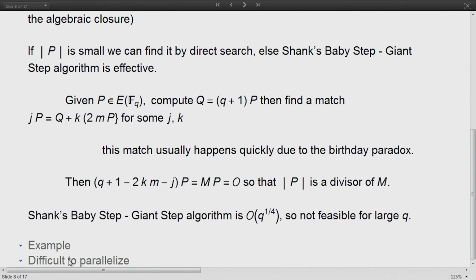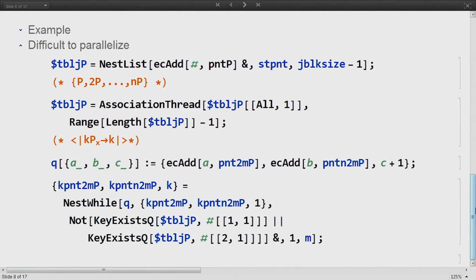One of my adventures, I attempted to parallelize Shank's algorithm, and it revealed something interesting about Mathematica, actually. It's always bad to parallelize something where you have to move a lot of data around between the cores. To build up the jP list, essentially adding the point to itself over and over again, that list usually has about a million points in it in a real problem.